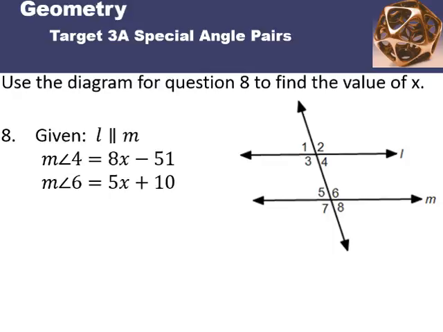Alright, for number 4, we have to find the value of x. So to do that, first I need to know that L and M are parallel, so that's good. That means I can use those theorems. And I need to know what kind of angles are 4 and 6. Oh, well, here's 4 and here's 6. They look like they're inside and on the same side, so they look like they're same side.